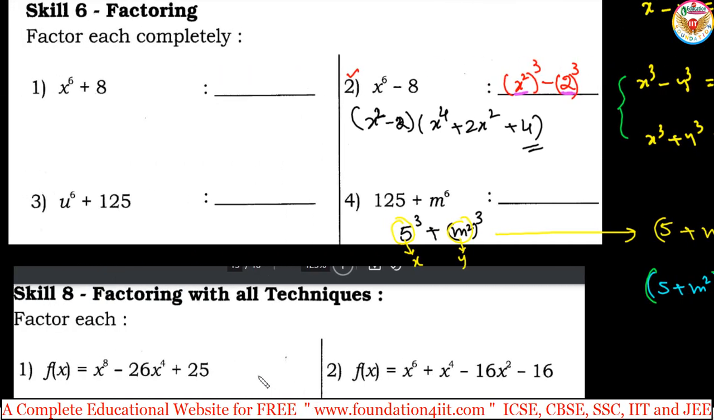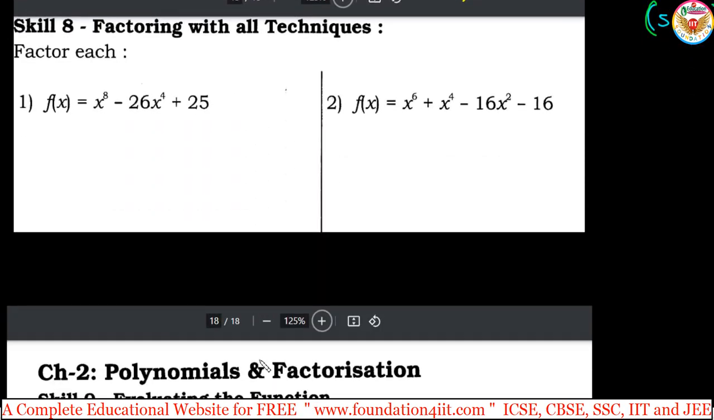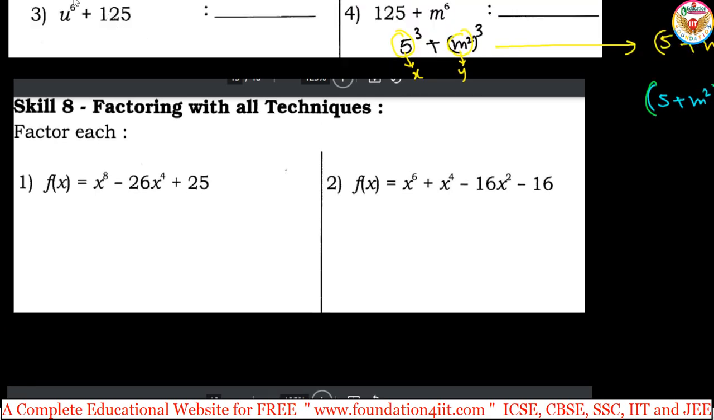Okay. Next, we have one more technique when they give three terms: splitting the middle term problems. Okay, this is also important. Previously we had only two terms, and we applied the formula. If three terms are there, for example x power 8 minus 26 x power 4 plus 25, first, when you have only three terms, you multiply the first term coefficient and the constant. So 25. You write 25 as a product of two numbers, but if you multiply them, 25 should come, and the same numbers when added should give minus 26.